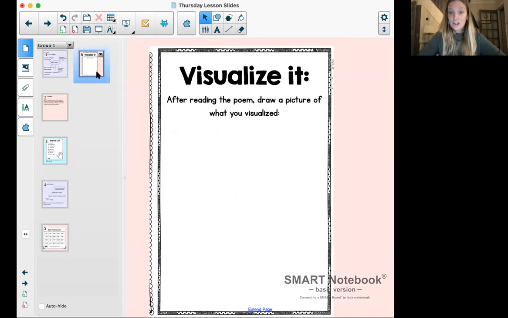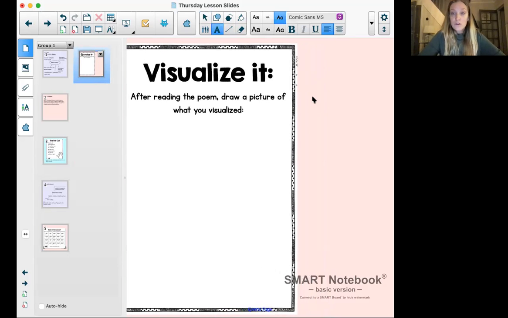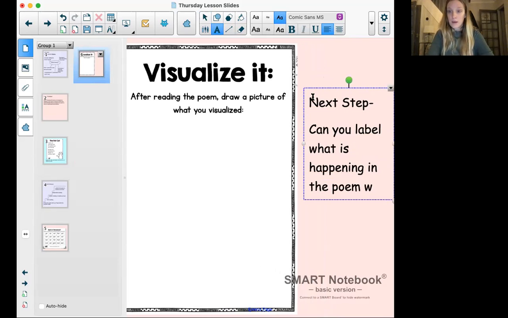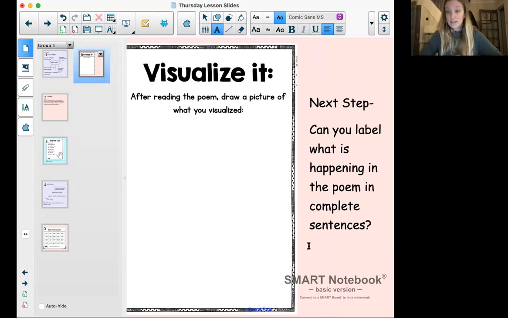And then the next challenge is called visualize it. And we talked a lot about visualizing the poem when we did Edward Lear poetry. So your job is to draw a picture of what you see in the poem. So what is happening in the poem? And you're going to draw a picture of that. And I'm going to add a next step to it. So once you've drawn it, your next challenge up, can you label what is happening in the poem in complete sentences? And I trust that many of us can do that next step.